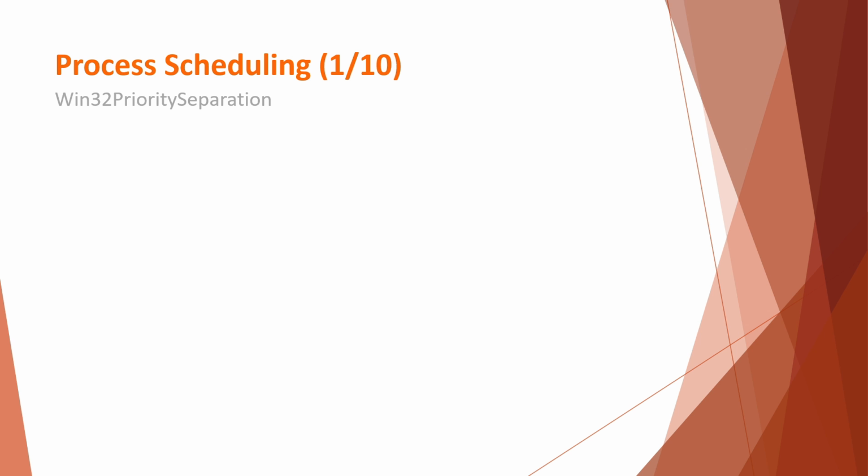Let's start with process scheduling. We have 10 slides about this. I borrowed the title of those slides from Windows Internals, and I think it's more precise and accurate to give this title as process scheduling, because actually Win32 priority separation is about process scheduling.